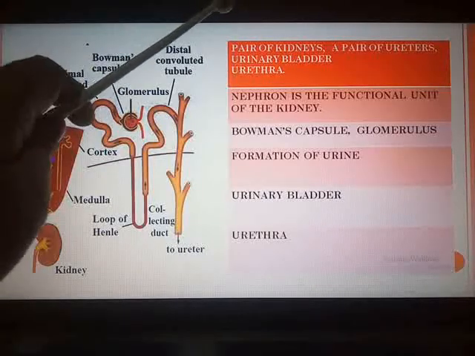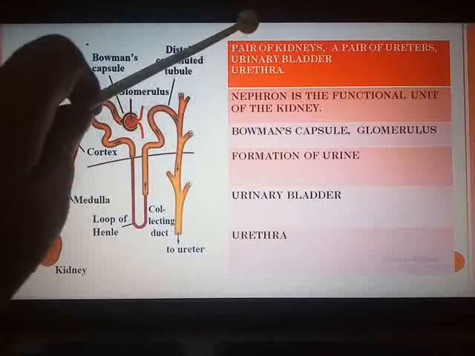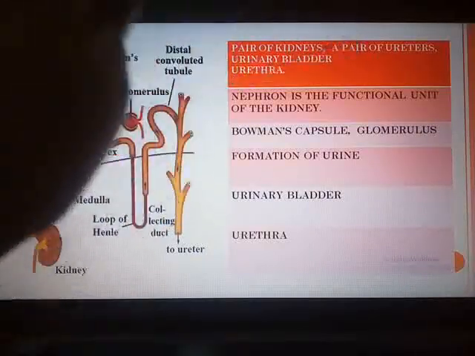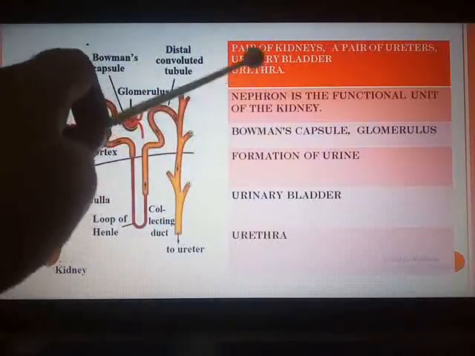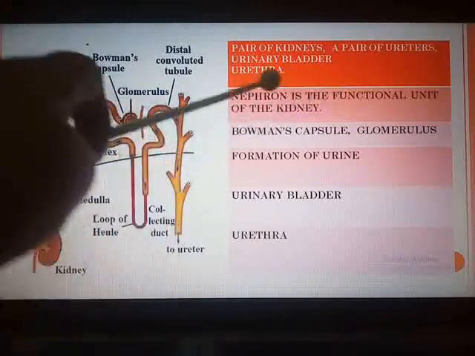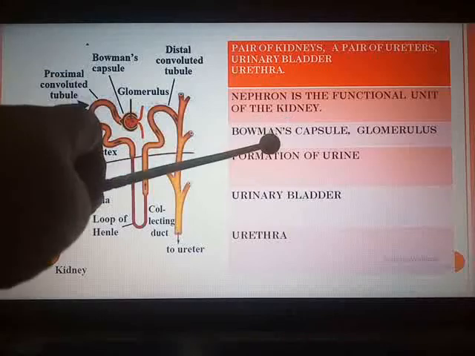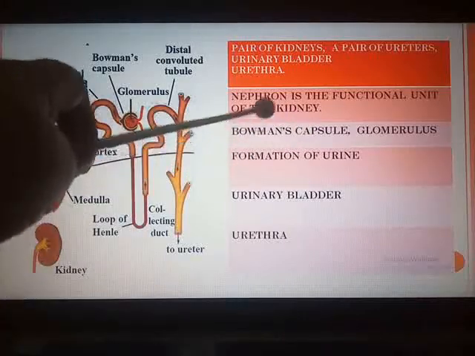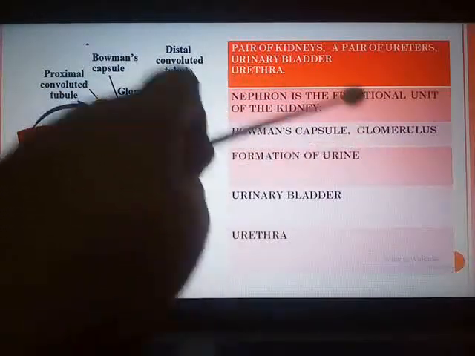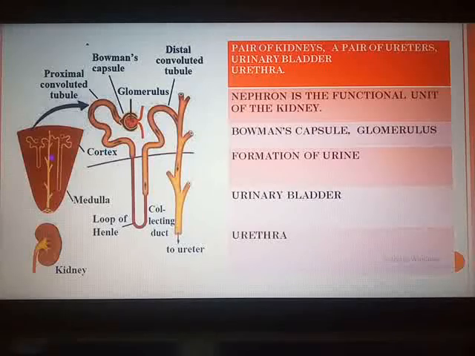So we have studied up till here that the excretory system consists of a pair of kidneys, a pair of ureters, urinary bladder and urethra. Nephron is the functional unit of the kidney, and each nephron has a cup-like structure which is called the Bowman's capsule, which contains a network of capillaries known as glomerulus.